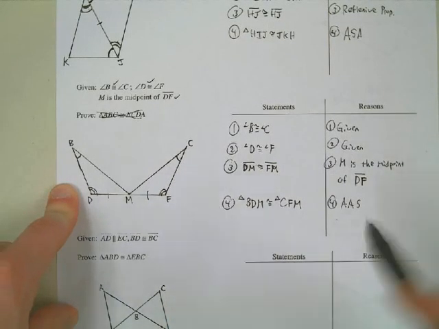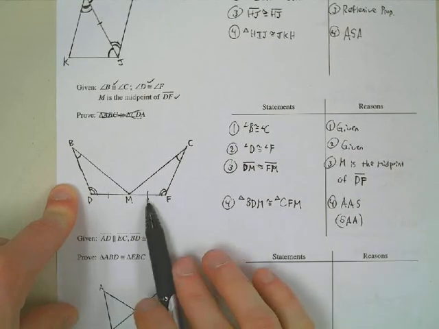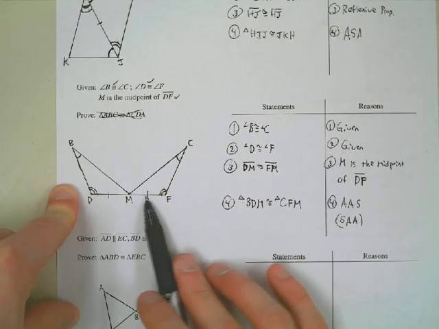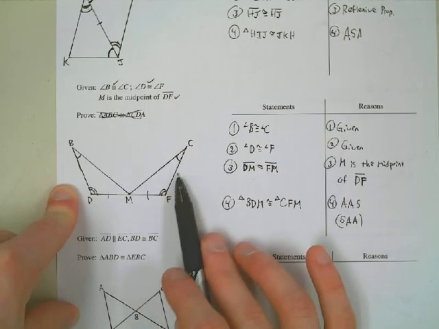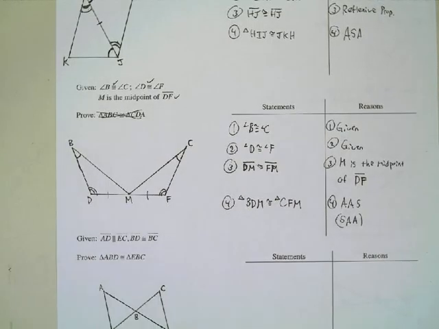Side, then angle, okay? The side here is not between the two congruent angles. If CF were congruent to DB, then it would be angle, side, angle. But with the way it's written, that's just angle, angle, side. Okay? Questions on that one? We've got one more to go. You guys are doing great.